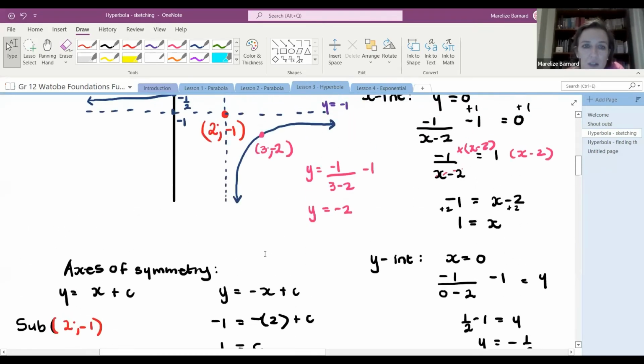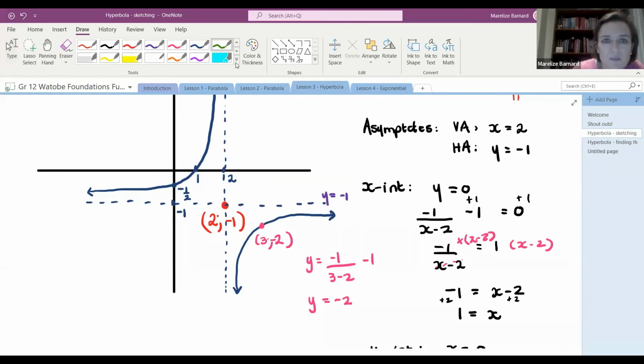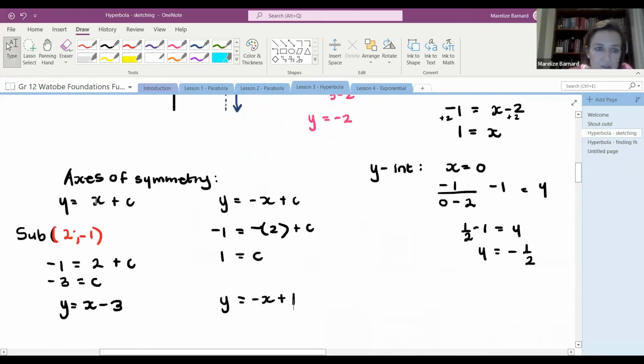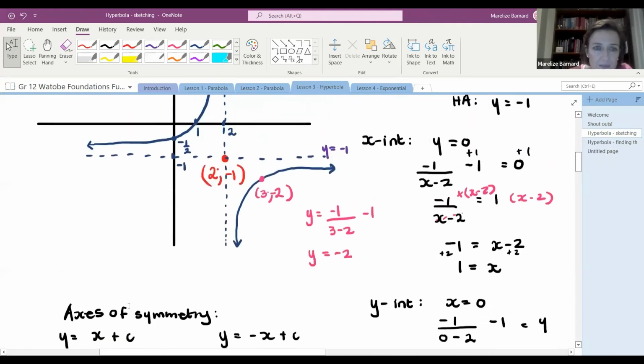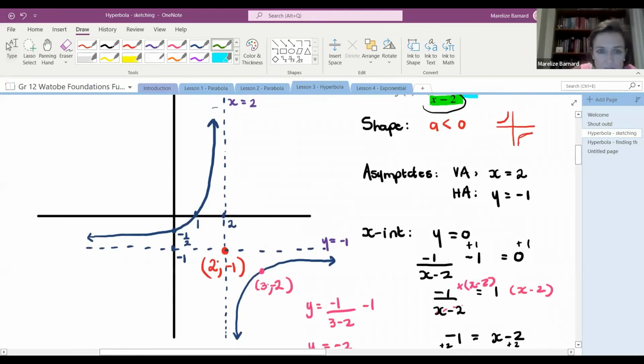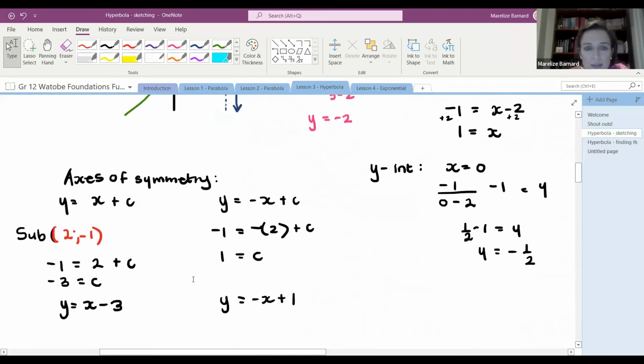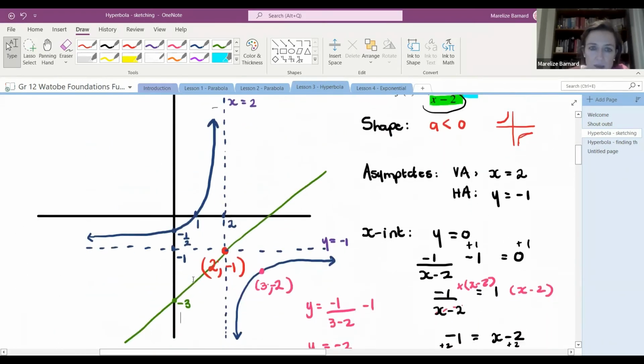Okay, so what is that going to look like? Let me draw these axes of symmetry in green. The one has a positive gradient of 1, and it cuts through the y-axis at minus 3. So it's going to look something like this. That's my one axis of symmetry. And my other one is minus x plus 1. So it goes like that, plus 1. Okay, so those are your 2 axes of symmetry.